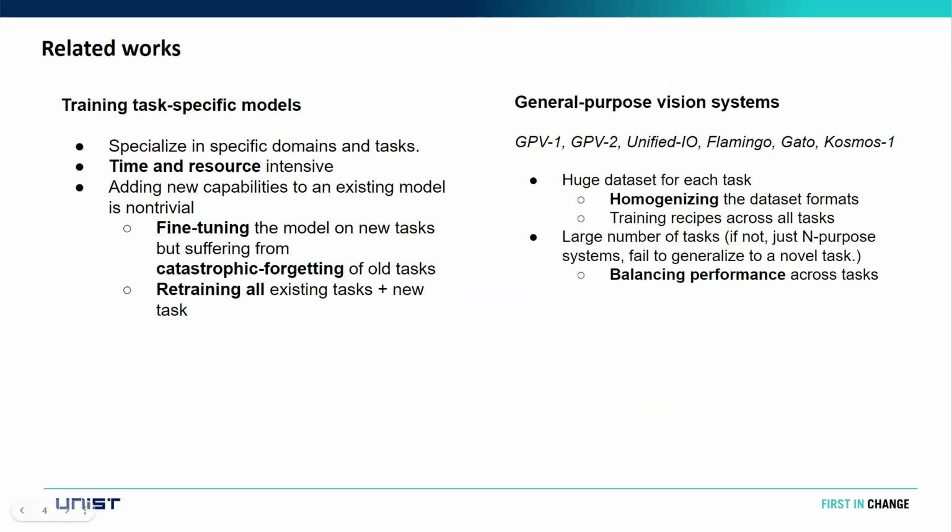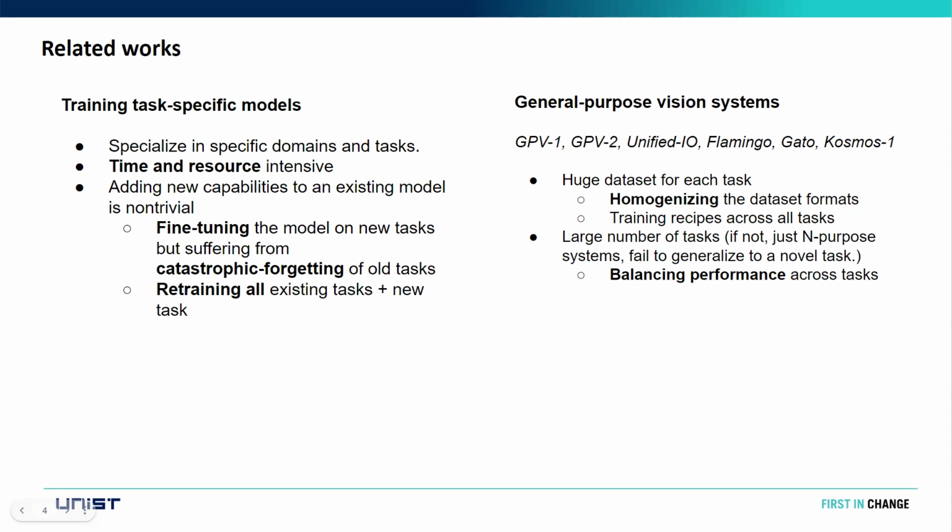So for the related work, the pre-trained task-specific models actually perform really well on the task they were trained for, but it's time and resource intensive to train those kinds of models, and adding new capability to an existing model is very hard. Fine-tuning is easier. We need to fine-tune the model on the new task, but usually it suffers from forgetting the old task. Another way is retraining on the existing task together with the new task for that model.